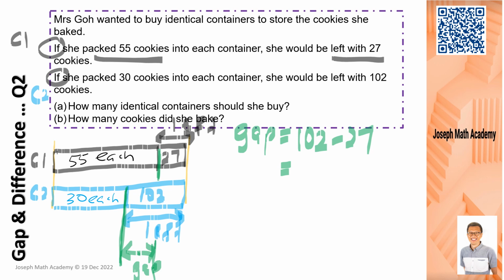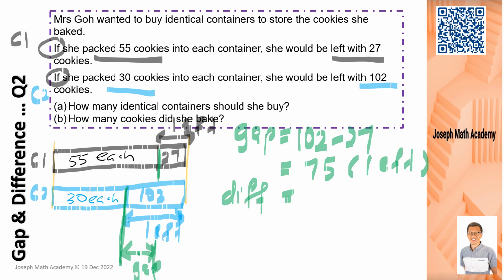Right? We obtain 75. Now, the next equation, of course, we have to find the difference. So the gap is to find the left, all right? Then the difference is to find the way cookies are given away, right? So cookies were given away in 2 ways.